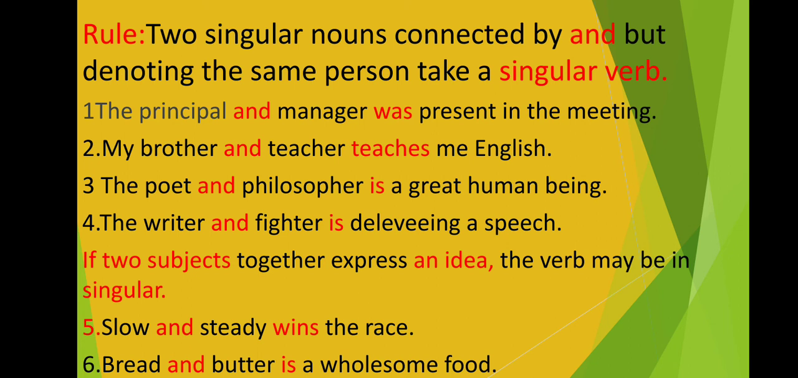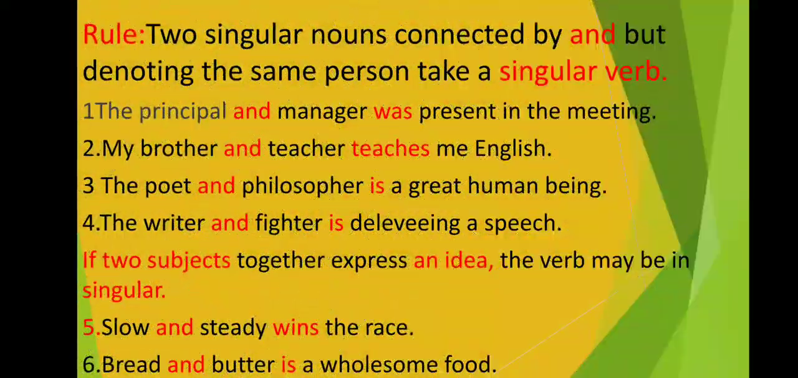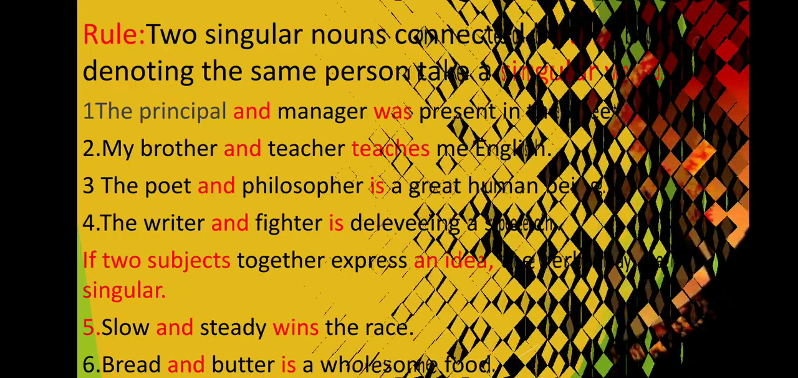If two subjects together express an idea, the verb must be singular. For example, slow and steady wins the race. So it refers to the same idea, slow and steady. Bread and butter is a wholesome food. So bread and butter refers to the same idea. That's why the singular verb is used. Very important.